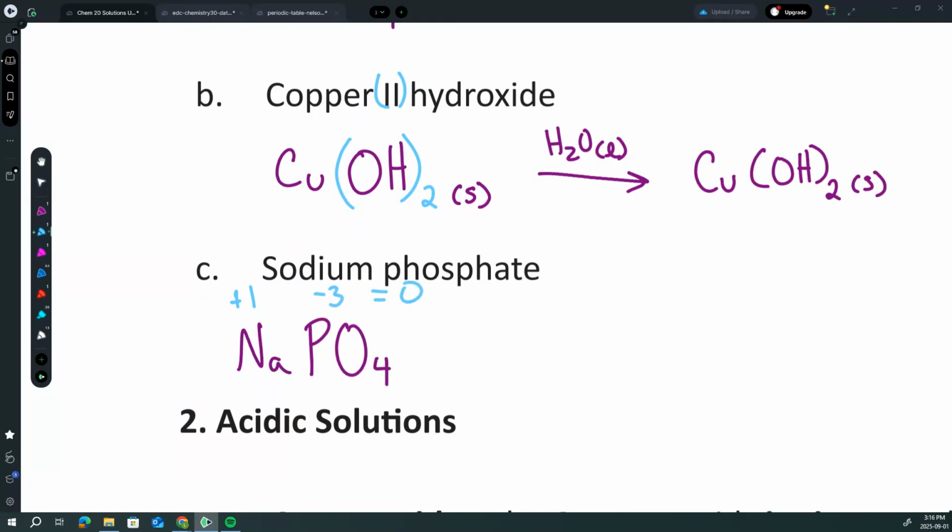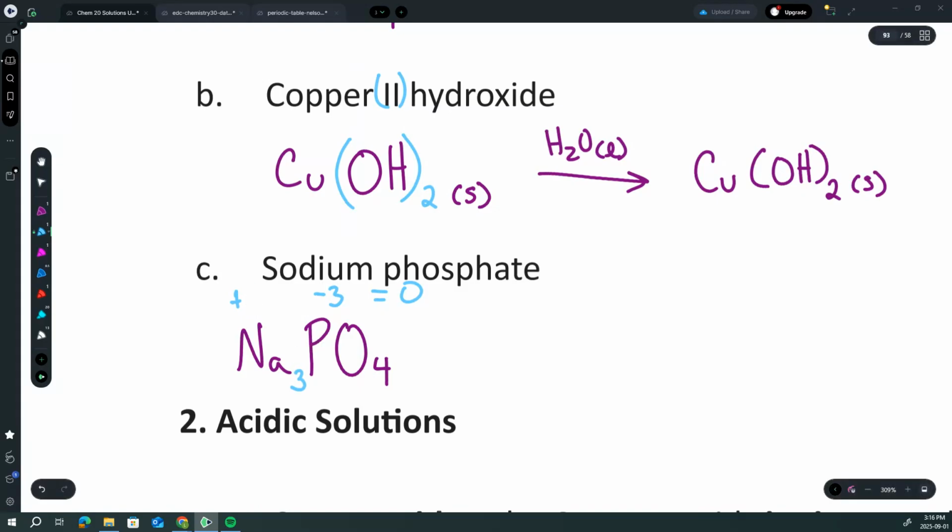So obviously we know 1 minus 3 does not equal 0. So we're going to have to do crisscross applesauce. We are only bringing down the numbers, not the charges, so the plus or the minus. If we put 1 here, since we still have 1 polyatomic ion, the phosphate, we're not going to include brackets. But for the 3, I'm going to place that right behind the sodium, and since sodium is not a polyatomic ion, you do not put brackets there.